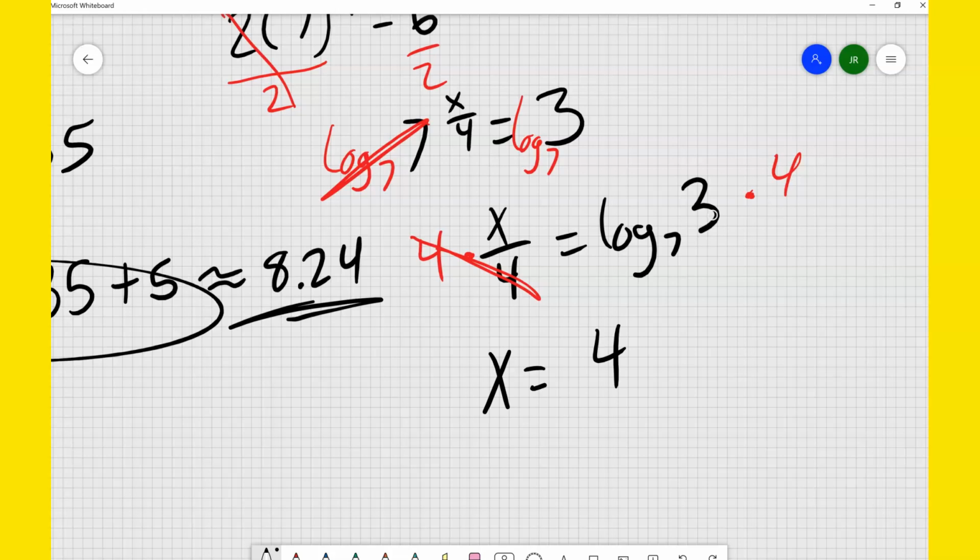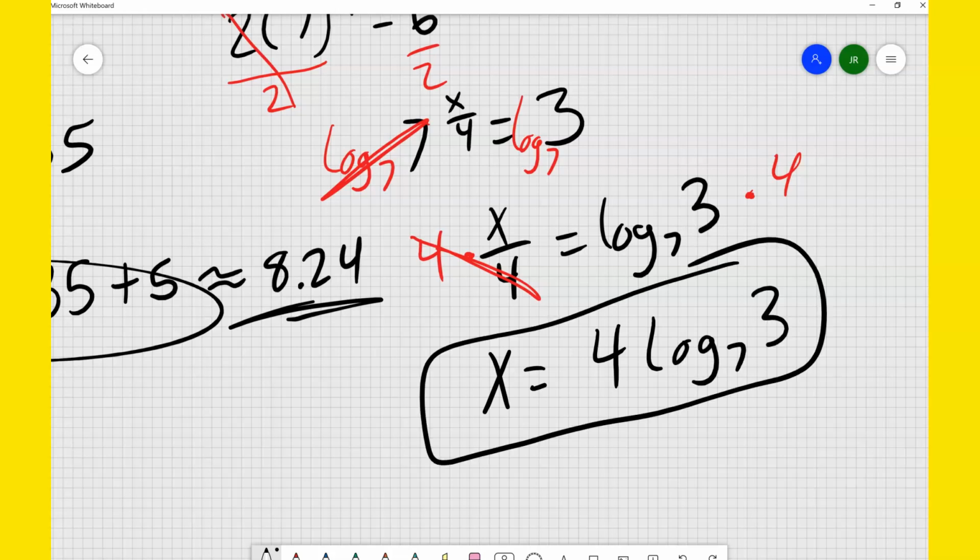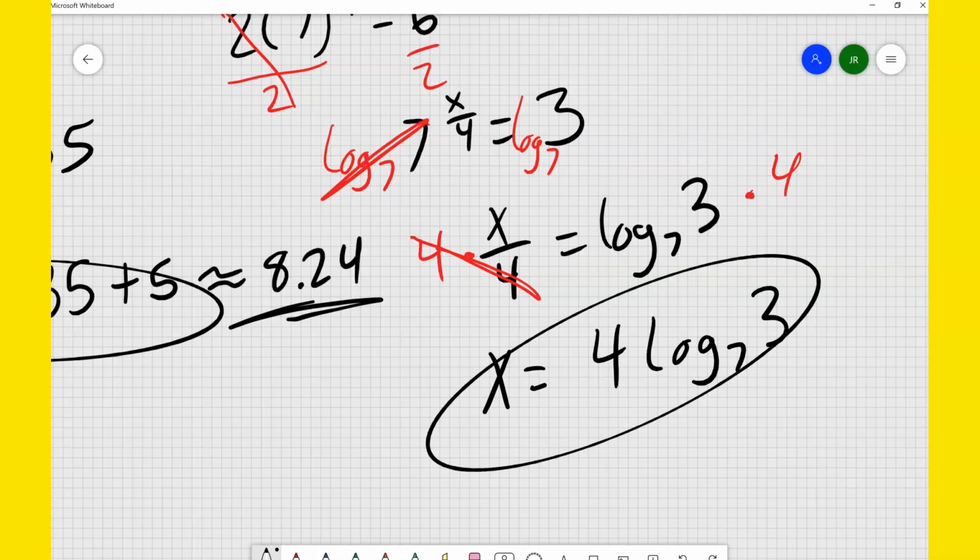Definitely don't multiply the 4 with the 3 because the 4 is not part of that log. So just keep them separate. Just put the 4 in front of the log base 7 so that it's multiplying with the log base 7 of 3. And this is my answer to type it in as an exact answer. We could get a decimal approximation simply in our calculator if we want to.